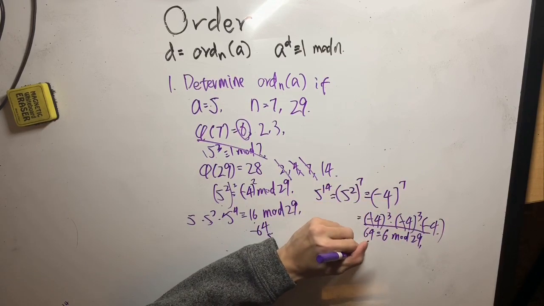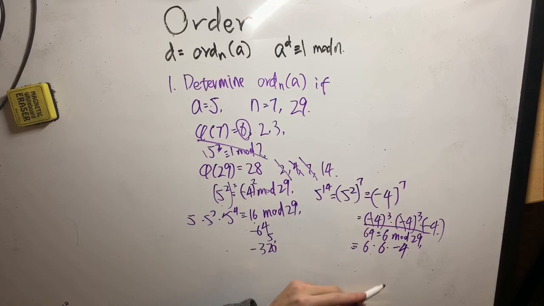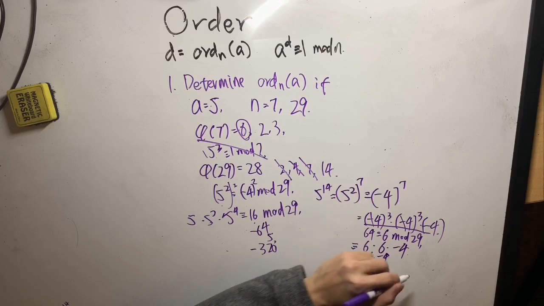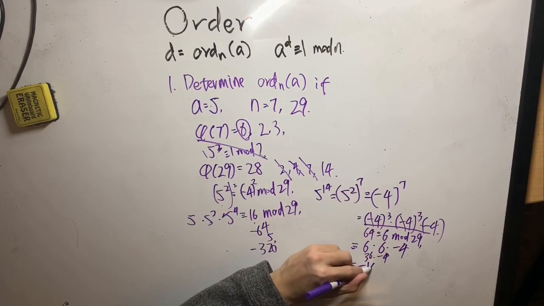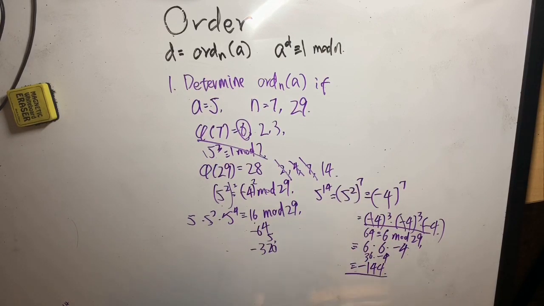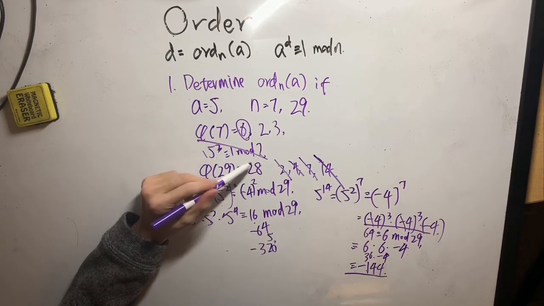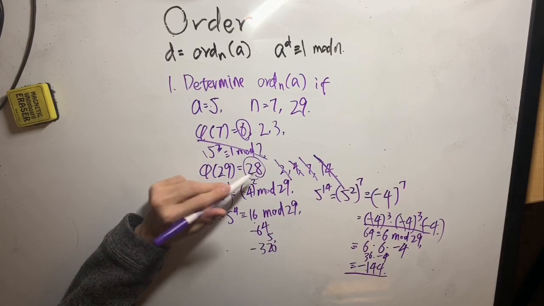Thus, this is congruent to 6 times 6 times negative 4, and this equals 36 times negative 4, which is negative 144. 29 does not divide 144, so we eliminate 14 as well. So it follows that the order of 5 modulo 29 is 28.